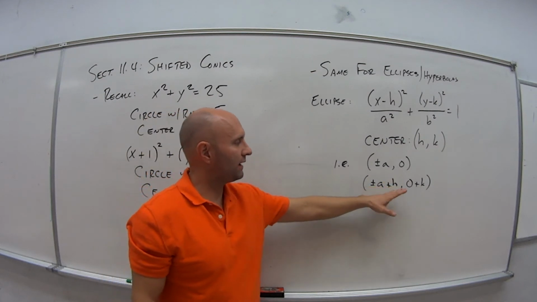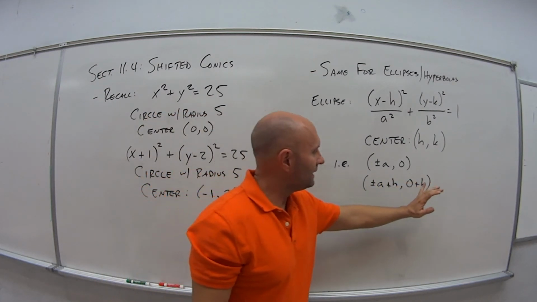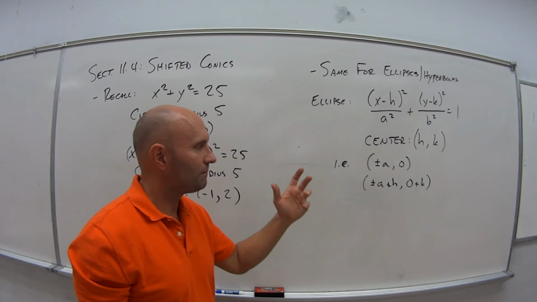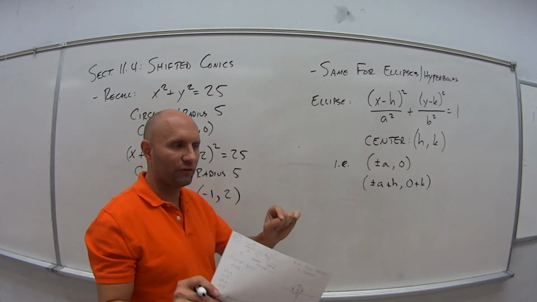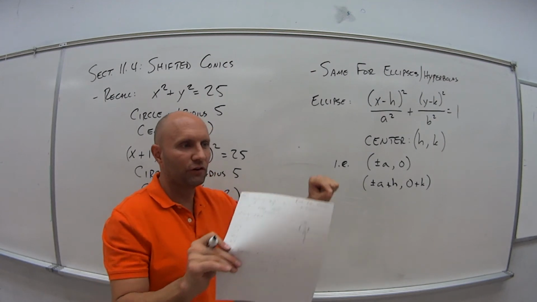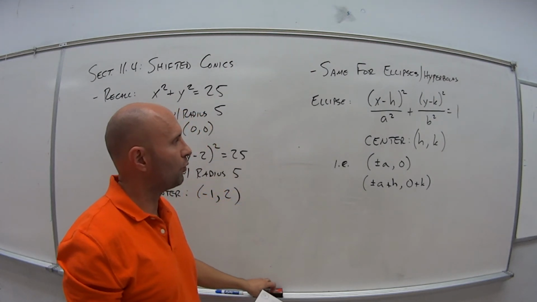So I need to add that value of h to my x coordinate. I need to add the value of k to my y coordinate. So x coordinate, y coordinate. And that'll give me now the vertices, because when I shift the center, it's going to shift the vertices of this ellipse as well.